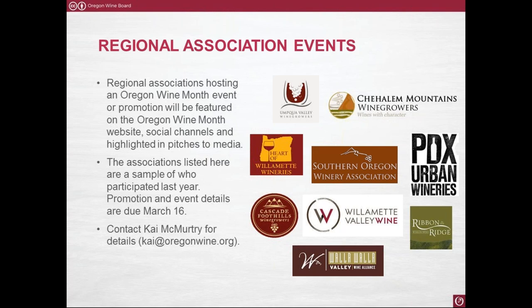If your AVA or other association has a collaborative event in April or May, or wants to create one, please let me know. I'll be collecting summaries, logos, and photos that can be used to build out a unique promotion page within the Oregon Wine Month site, as well as preparing social media promotions for each event. You can send me interest or materials via email. On the slide here, you're seeing some of the participating organizations from last year.